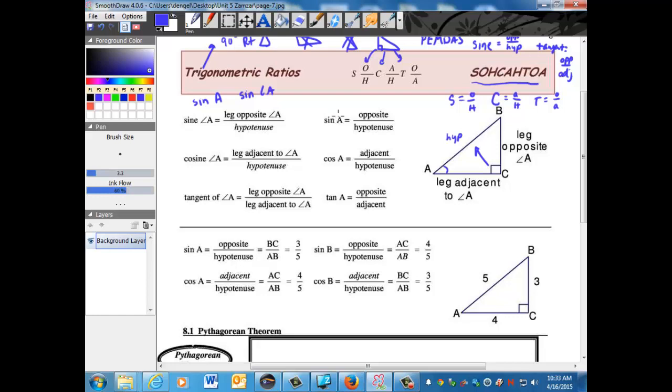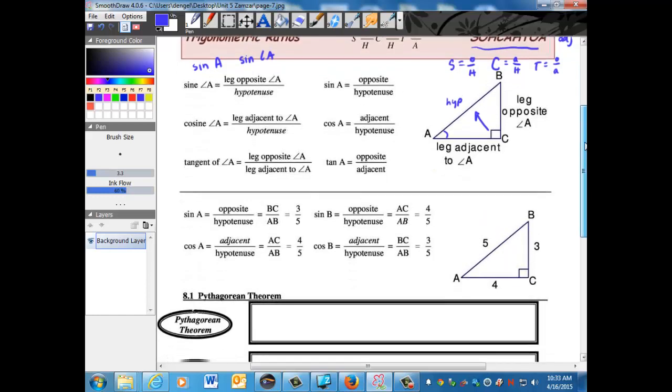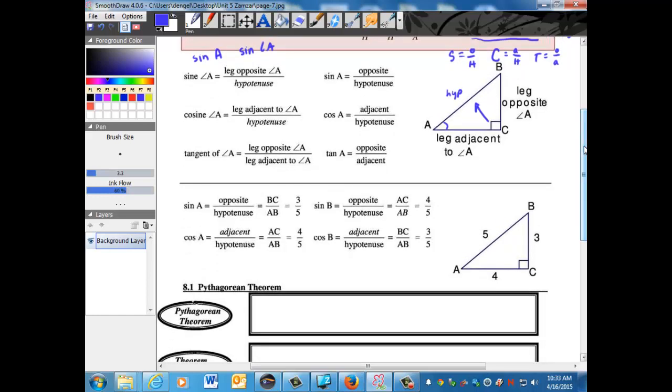Alright, so if we were to plug in values, here we have sine of angle A, and so again we look at sine of angle A, and it's going to equal the opposite side over hypotenuse, which is going to be 3/5. Alright, so this is the ratio of sine of angle A. Now this doesn't mean a whole lot to you now, but it will later, and here's why.